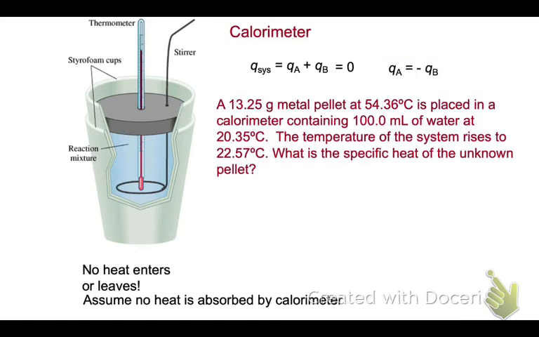A 13.25 gram metal pellet at 54.36 degrees Celsius is placed in a calorimeter containing 100 milliliters of water at 20.35 degrees Celsius. The temperature of the system rises to 22.57 degrees Celsius. What is the specific heat of the unknown pellet?